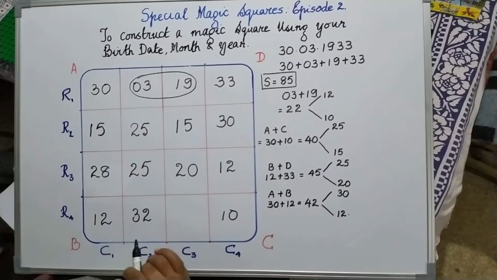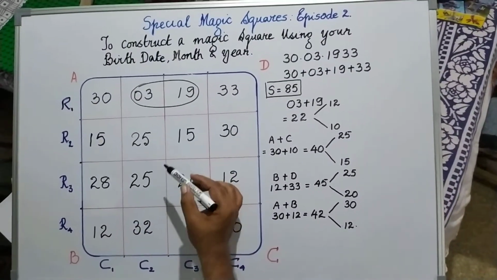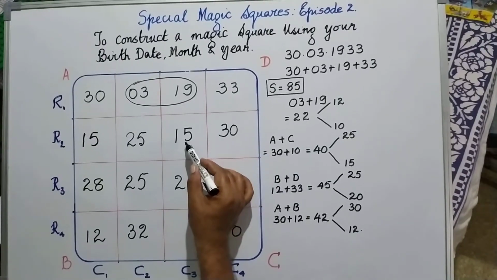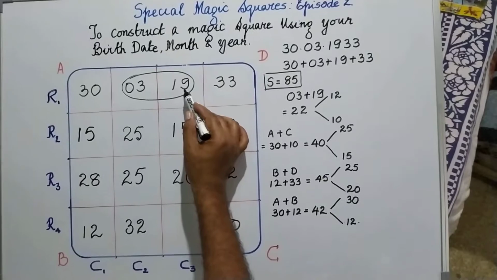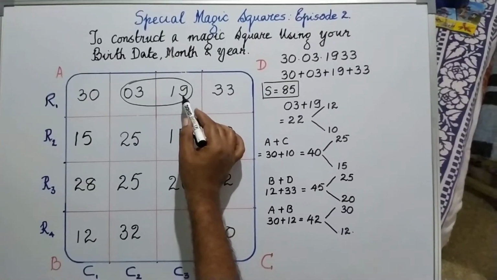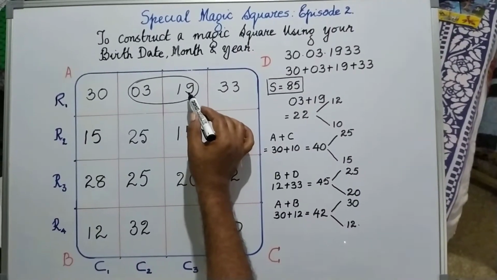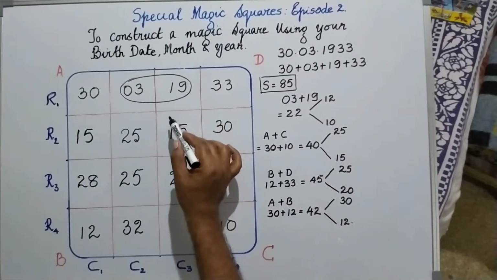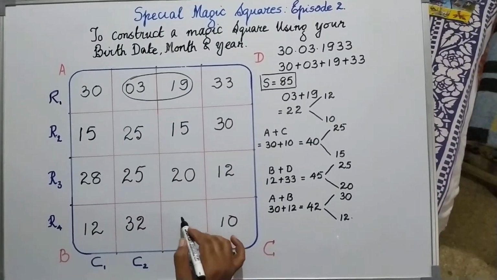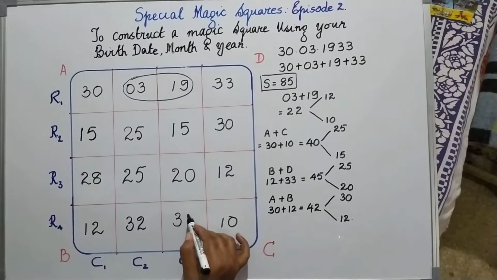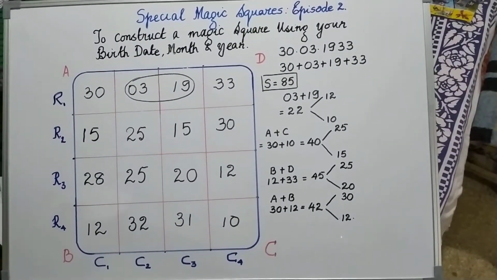And the last grid to be filled up. In the third column, 20 and 15 is 35. 35 plus 19 is 54. From 85, if we subtract 54, we will get 31. That will fill it up in the last grid of the third column.